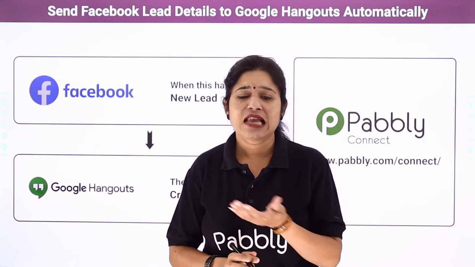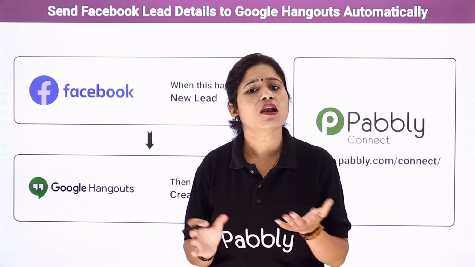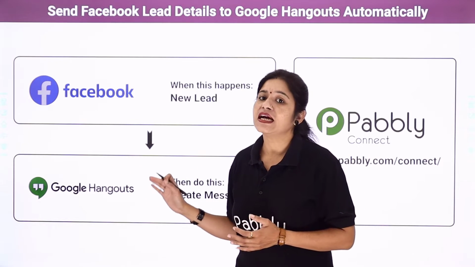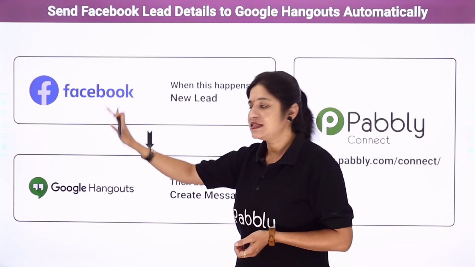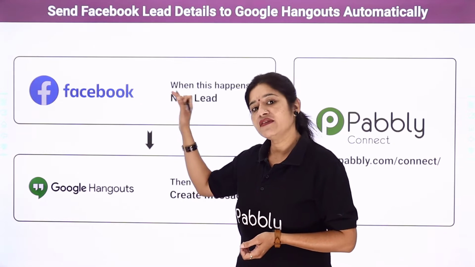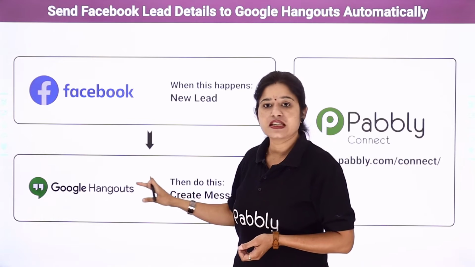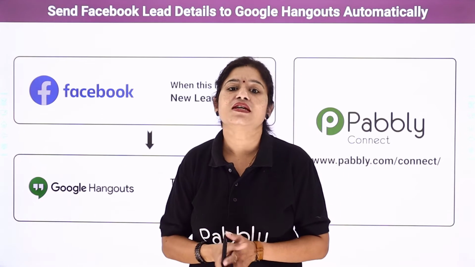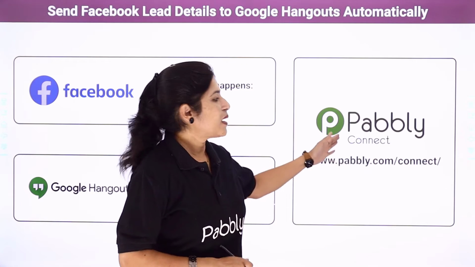And the customer details like his name, email address, phone number and all other details should be shared along with that message. For this, we need to create a connection between Facebook lead ads and Google Hangouts so that whenever the form is filled, automatically the details are shared on Google Hangouts. So in order to create a connection, we are going to use a software application named Pabbly Connect.